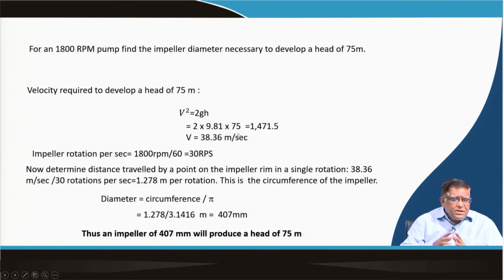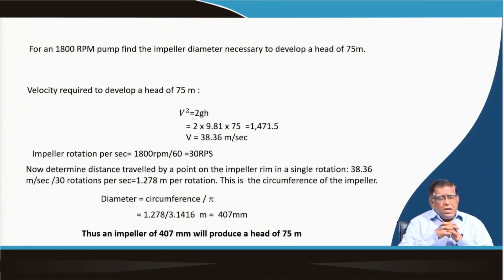Now, that is exactly how you determine the heads. So, that is the velocity required for developing a head of 75 meter. If your pump is moving at 1800 rpm, then what will be the impeller diameter? How will you calculate it?